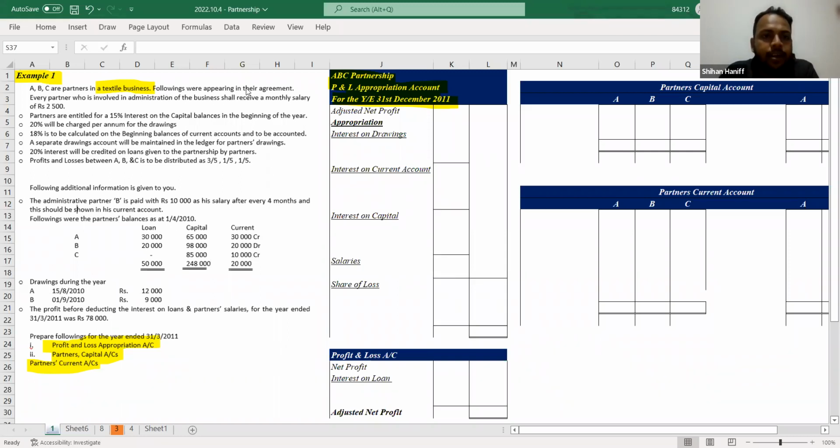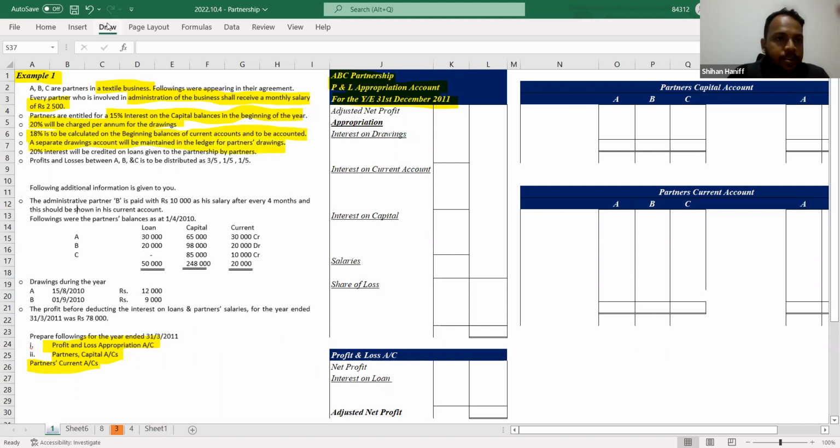Following were appearing in their agreement. Every partner who is involved in administration of the business shall receive a monthly salary of 2,500. Partners are entitled to 15% interest on the capital balances at the beginning of the year. 20% will be charged per annum for the drawings. 18% is to be calculated on the beginning balances of current accounts and to be accounted. A separate drawing account will be maintained in the ledger for the partners' drawings.